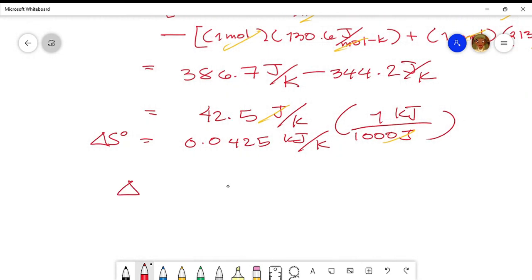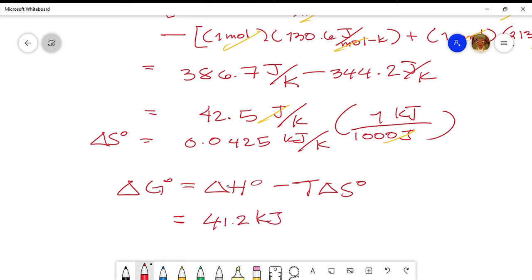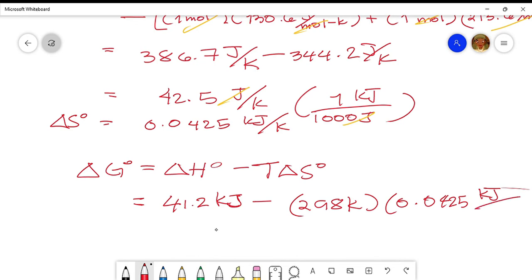Now finally, we completed our components. We have the enthalpy change at standard conditions and temperature times the entropy change in standard conditions. So our enthalpy is 41.2 kilojoule minus the temperature at standard conditions, which is 25 degrees Celsius. In Kelvin, that is 298 Kelvin times 0.0425 kilojoule per Kelvin.